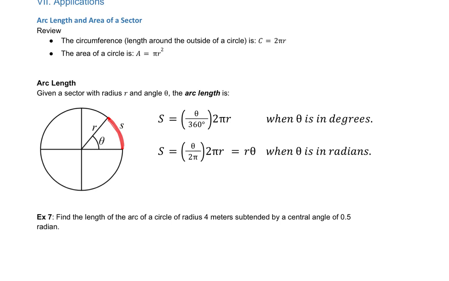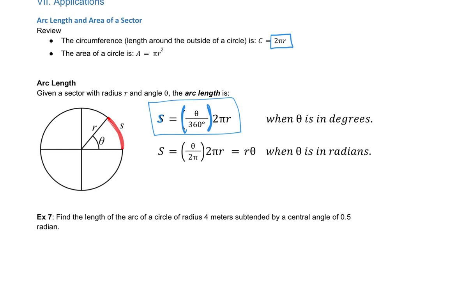theta. So if we want to know the length of that, we start off with the idea that all the way around the circle, the circumference is 2 pi r. If we're just taking a little fraction, some little angle theta, we're just taking a little piece of the full circumference, 2 pi r. And so we have a formula for the arc length. S is just a piece of the full circumference. And that's if our angle is in degrees.